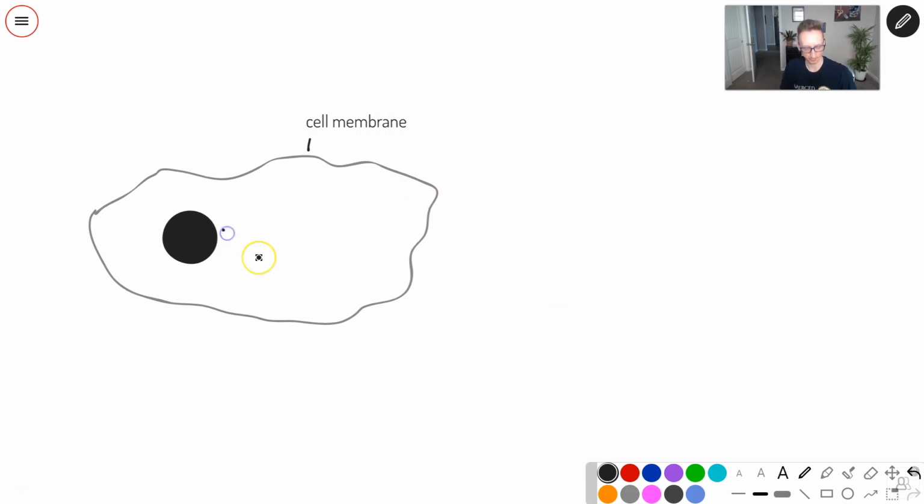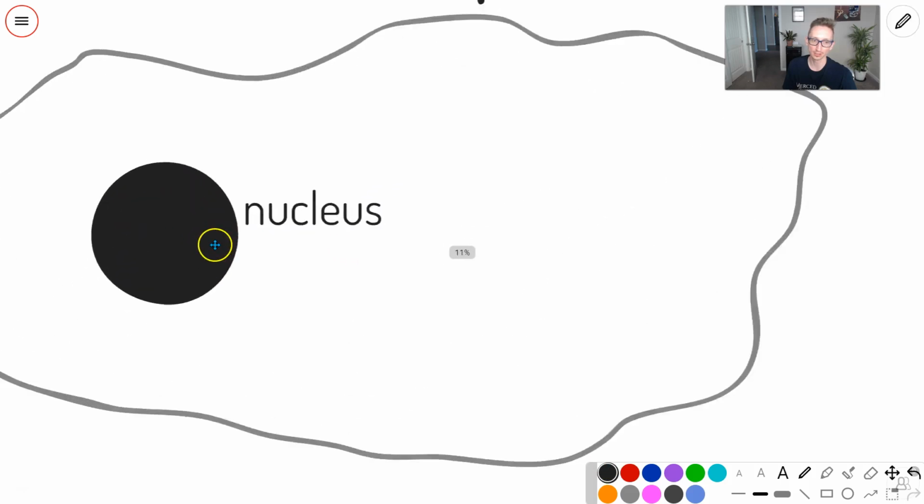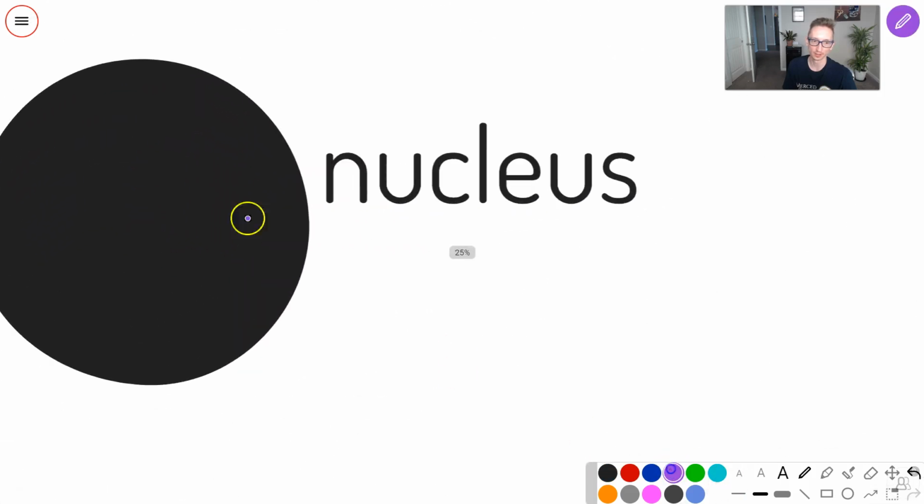And deep inside, we got a nucleus. All right? And inside of this nucleus, tucked all up in here, what do we got? We got a bunch of nucleic acid, also known as our DNA, which contains things like genes, which do things like code for protein.